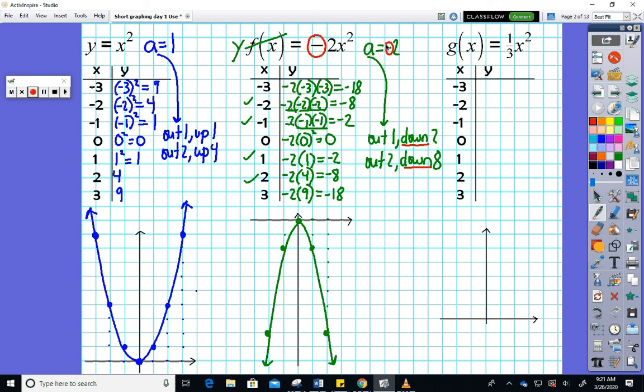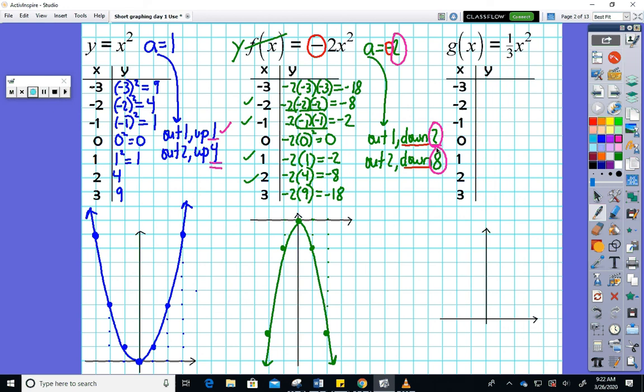Now my next question is, why is it down 2 instead of down 1? Because I'm doubling, okay? Since it's 2, I double my normal up and down counts. So if I would normally count out 1, up or down 1, now I'm counting out 1, up or down 2, because 2 times 1 is 2. All right, again, normally I would count out 1, up or down 4, but I'm going to say 2 times 4 is 8. I'm doubling.